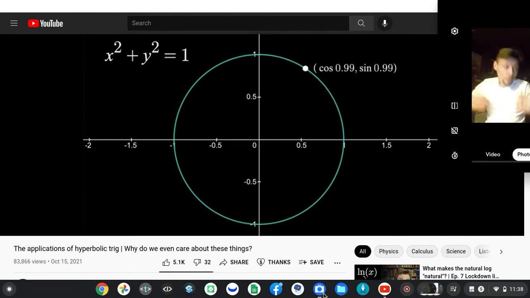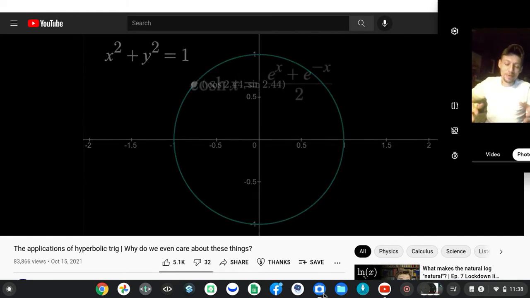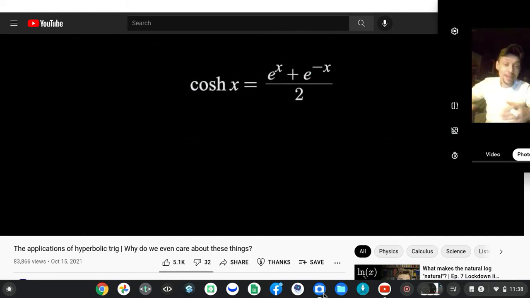Now, hyperbolic trig seems completely unrelated at first. Hyperbolic cosine involves adding two exponential terms and dividing by 2. And hyperbolic sine is just about the same, but with a minus sign on the numerator.